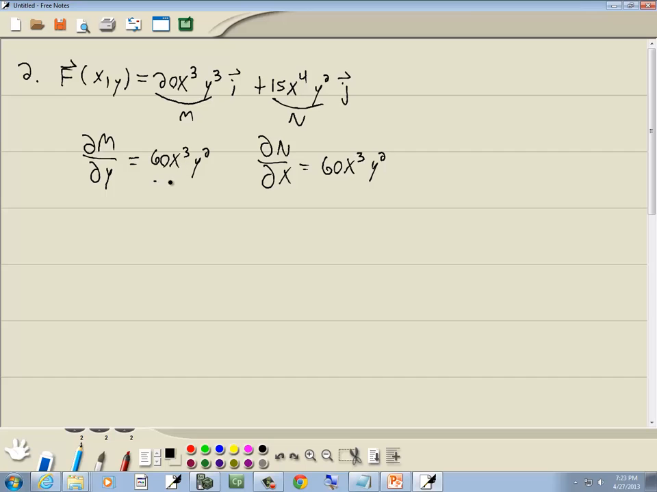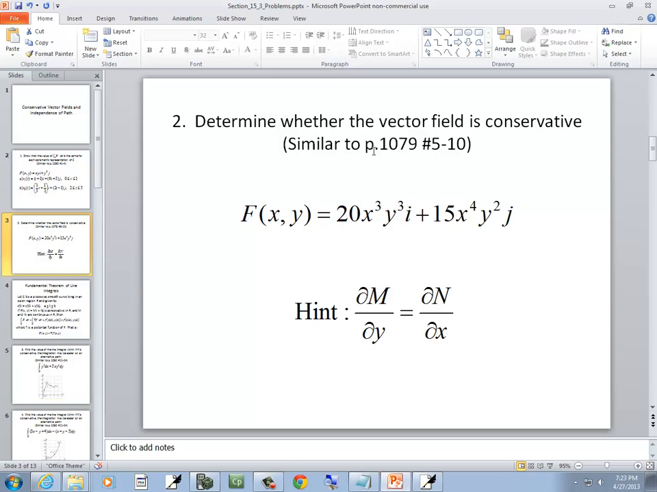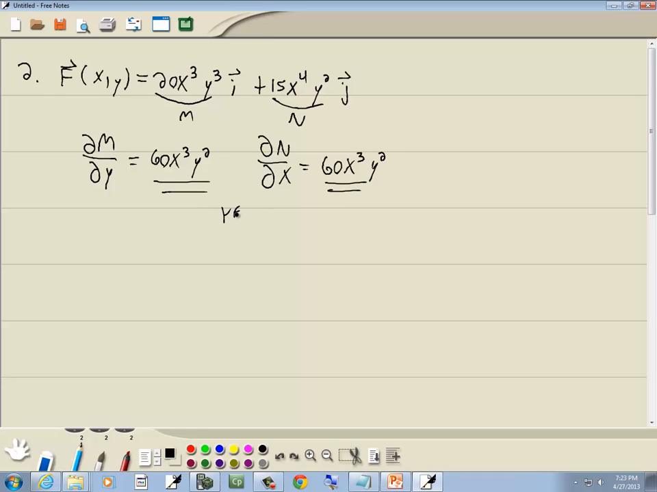If this and this are the same, that means they're conservative. So it says determine whether it's conservative. The answer here is yes.